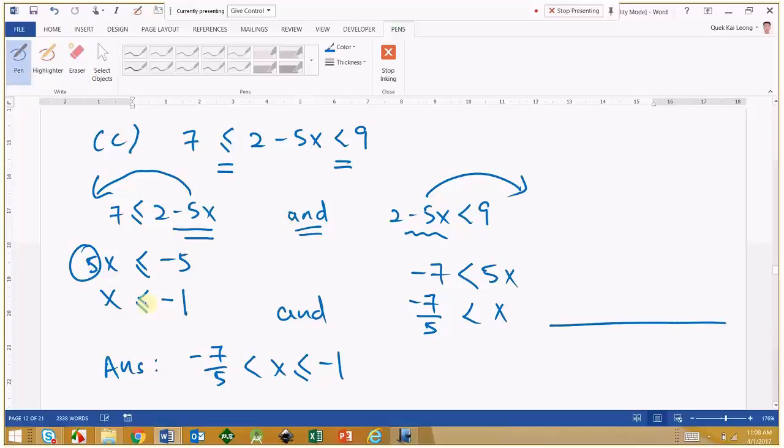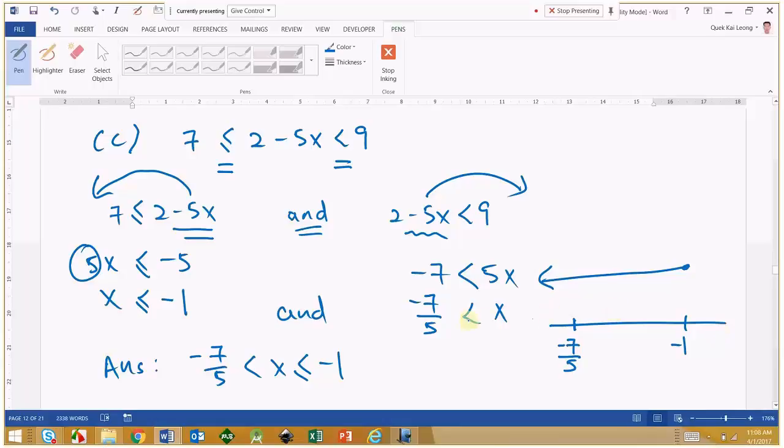Okay, x is less than or equal to -1. I just draw a line. x is greater than -7/5, and -7/5 is here. If the fraction is very confusing to you, you just convert to decimal, so that you know -1.4 is on this side, because it's smaller than -1. If the fraction is confusing, convert to decimal so that you know it's on the left hand side of -1 or right hand side of -1.